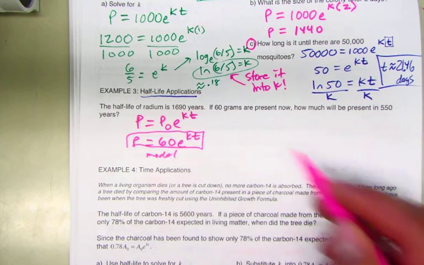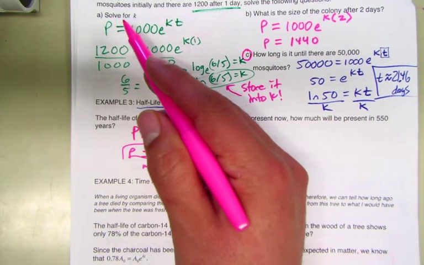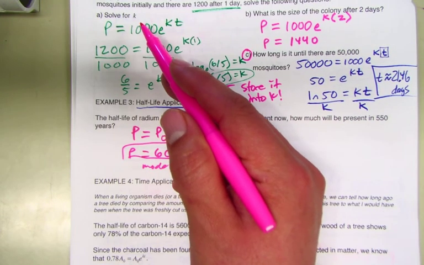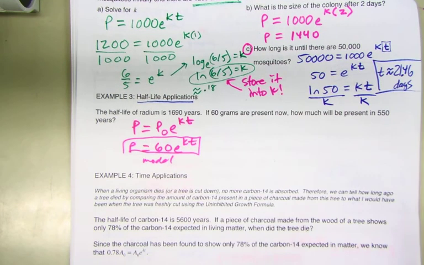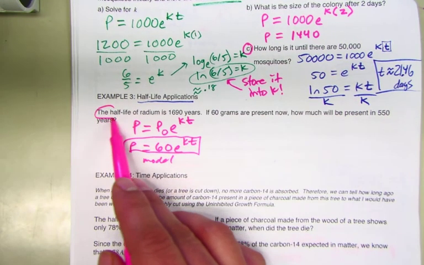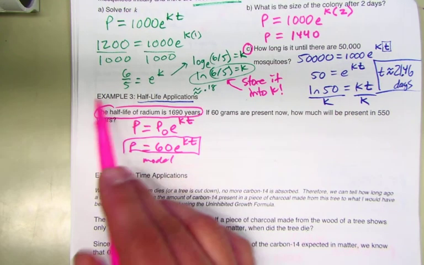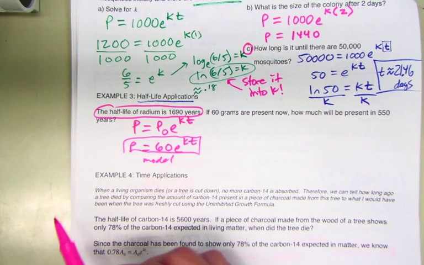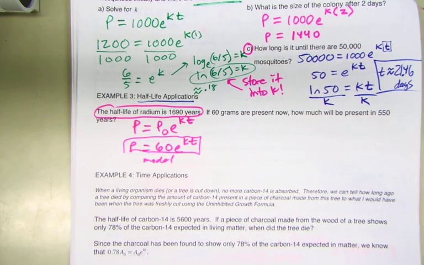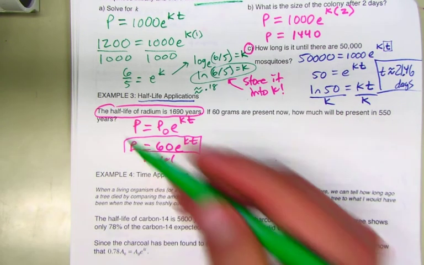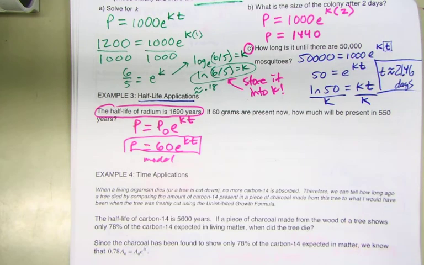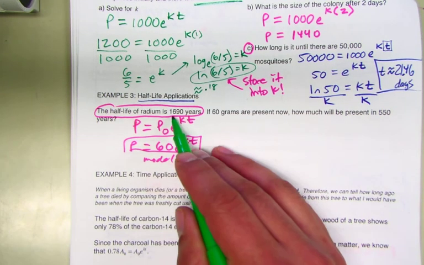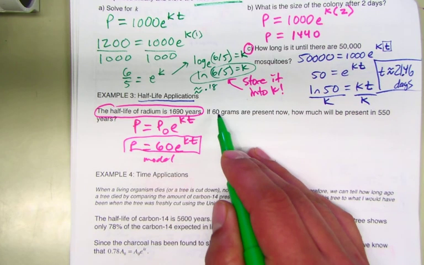Well, what do I know? Right here, the half-life is 1,690 years. Do you guys know what half-life means? Yeah, so when it's halfway gone. Half-life is how long it takes for there to be half. Does that make sense? So after 1,690 years, if we start with 60, how many grams are left? 30, half of it, yeah. Does that make sense?